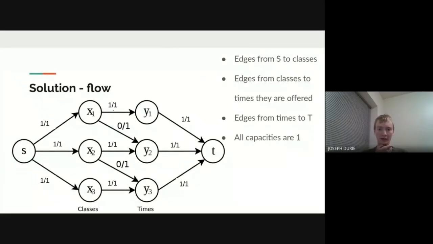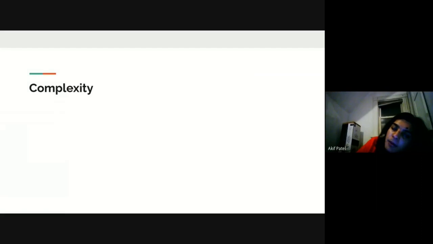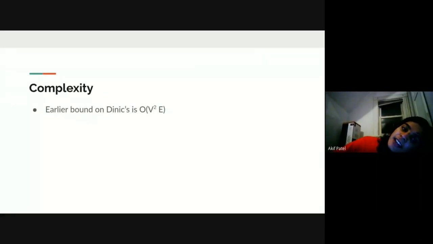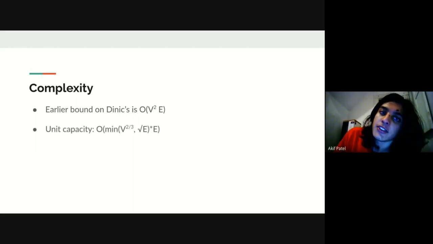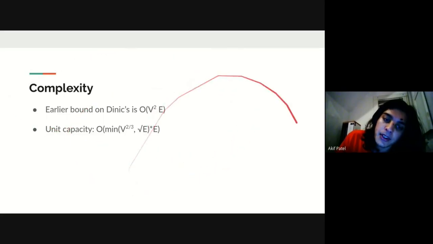Yeah, I think we can move on at this point. Oh, yeah, what's the complexity of this? So earlier I mentioned that Dinic's had a complexity of V squared E. However, this is a very specific type of graph, a very restricted type of graph. First off, all the edges have capacity 1. So that in itself reduces Dinic's to this much more palatable min of V to the 2/3 and root E, times E.